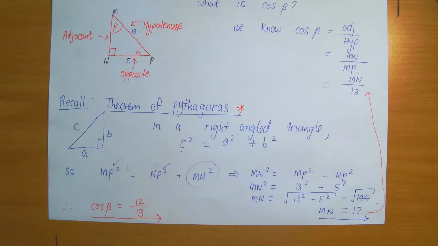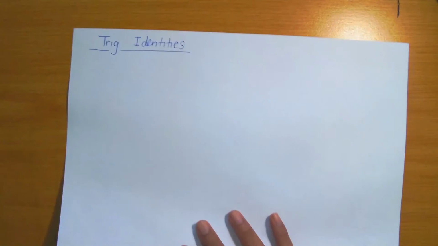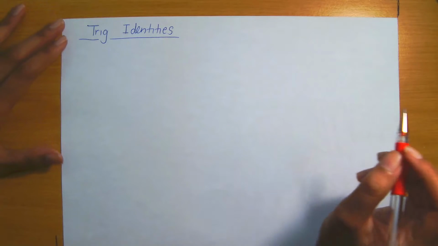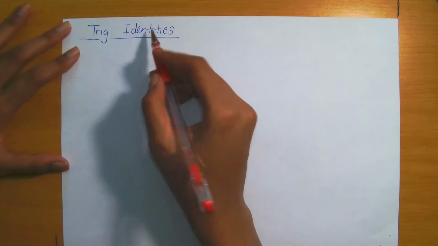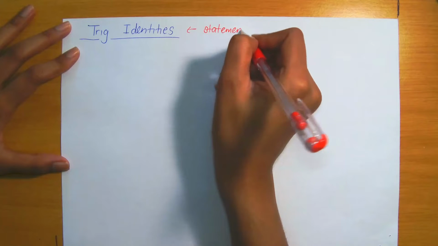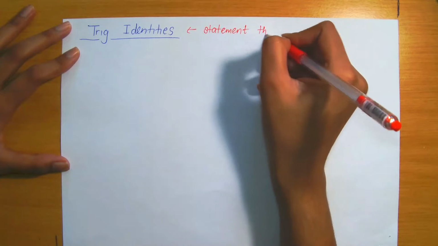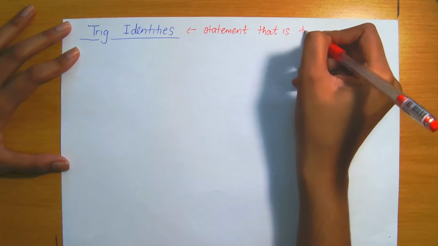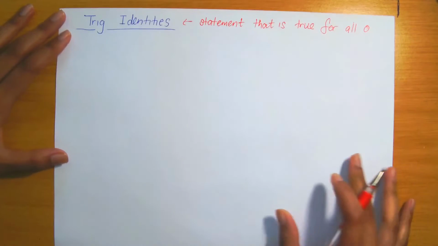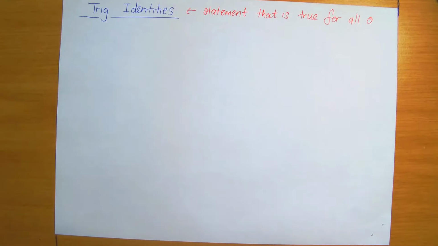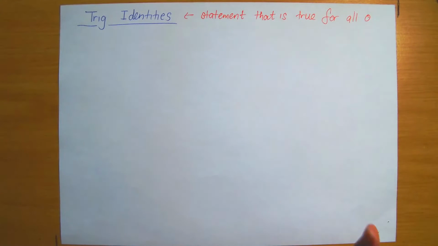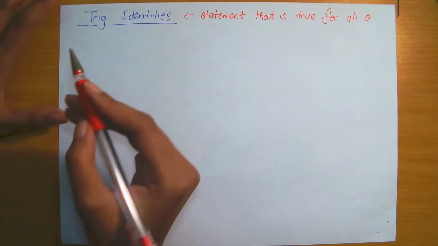Right, the next thing that I want to discuss is actually trig identities. Right, so what is a trig identity? A trig identity is any trigonometric statement that is true for all theta. Right, so there's no restriction. It's just a statement that will always hold true. So it's a fact.